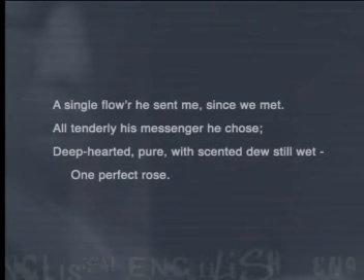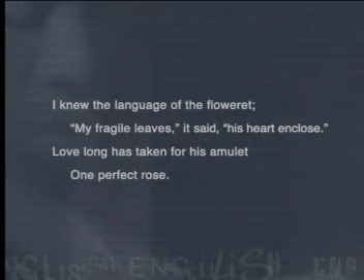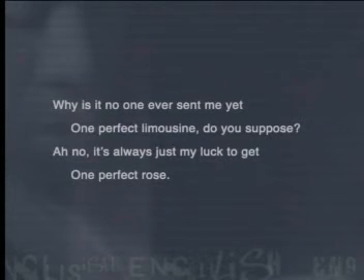One Perfect Rose by Dorothy Parker. A single flower he sent me since we met. All tenderly his messenger he chose. Deep-hearted, pure, with scented dew still wet. One perfect rose. I knew the language of the floweret. My fragile leaves, it said, his heart enclose. Love long has taken for its amulet one perfect rose. Why is it no one ever sent me yet one perfect limousine, do you suppose? Oh no, it's always just my luck to get one perfect rose.